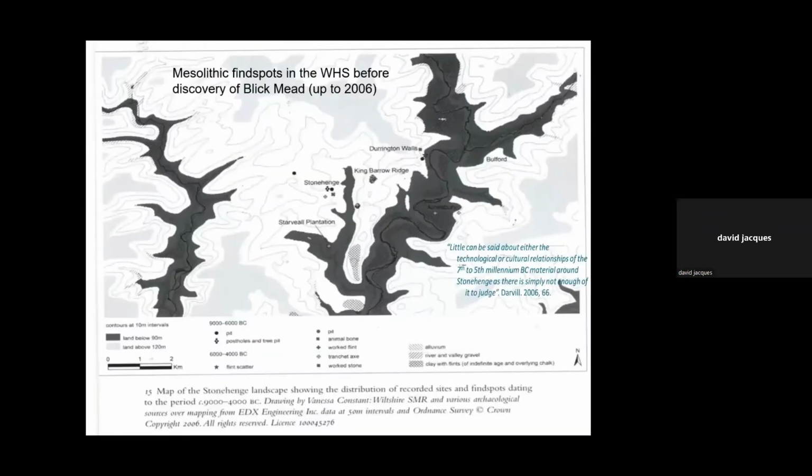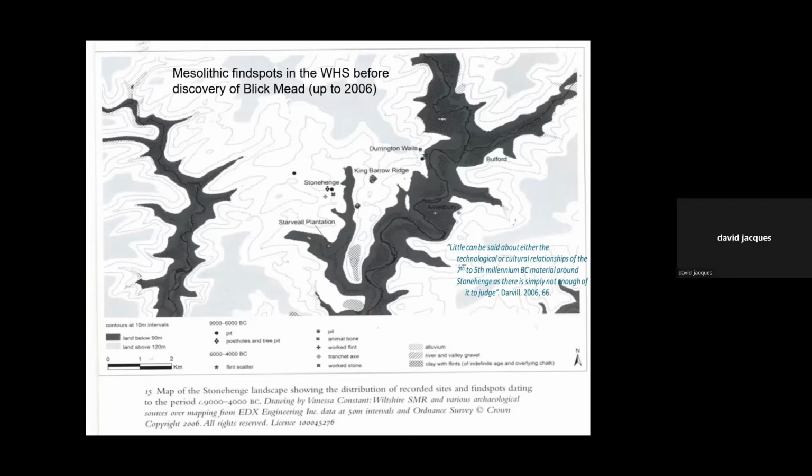Now, let me put this into perspective, everybody, and this is really important. In 200 years of looking in the World Heritage Site, you've got the map of it here, the total number of Mesolithic finds was about 30. That's right across the World Heritage Site. Now, at the moment, we have over 100,000 flint tools and pieces of worked flint alone, and about 5,000 animal bones as well.